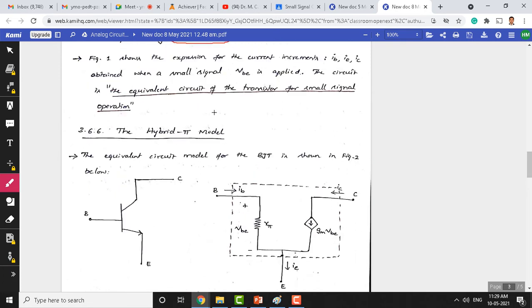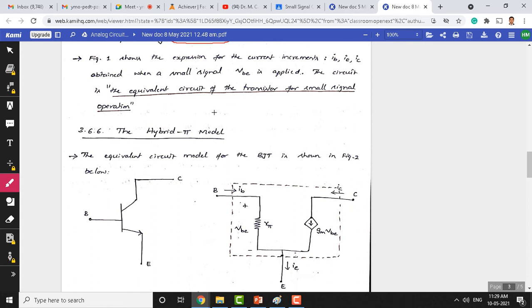Any questions so far? Any queries before we move on to the hybrid pi model? Everybody is there with me?